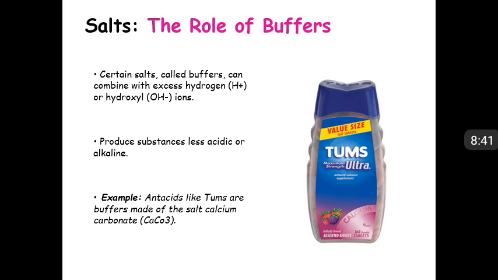Now, salts, the role of buffers. Certain salts called buffers can combine with excess hydrogen or hydroxyl ions, producing substances less acidic or alkaline. Examples: antacids like Tums are buffers made up of the salt calcium carbonate. These are buffers.